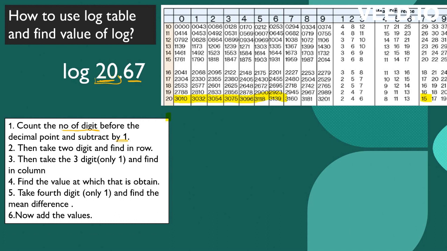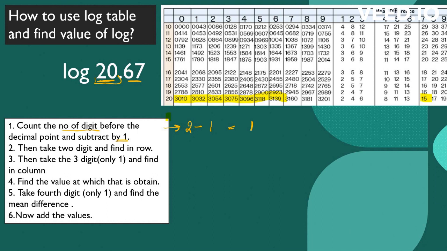So we have to count the total number of digits before the decimal point. If we see here, we have 2 digits, 20 and 0. So 2 digits we have. 2 minus 1, what is the value I will get? I will get 1. Okay. Now what is the second step?